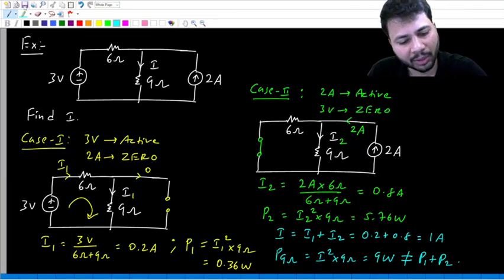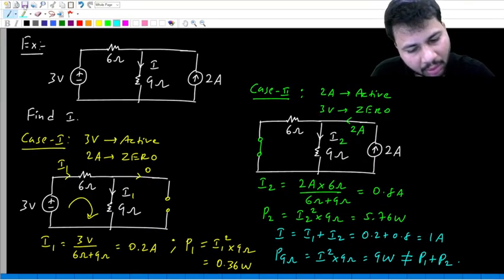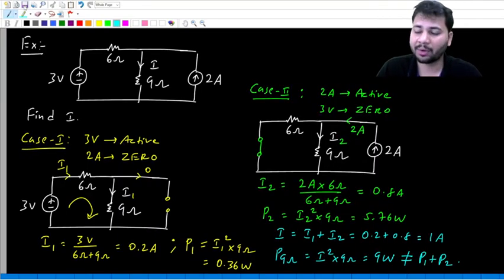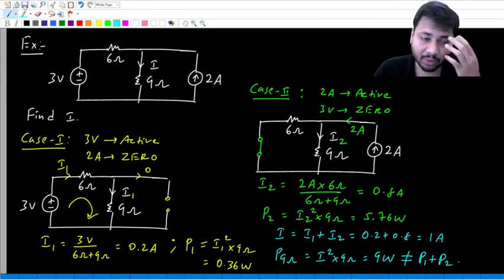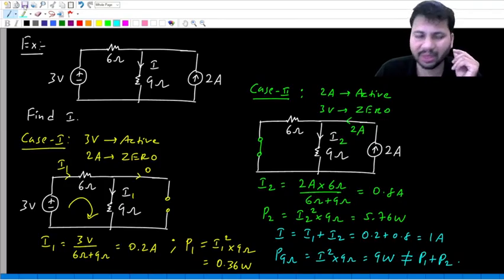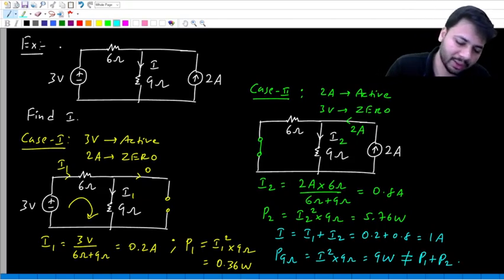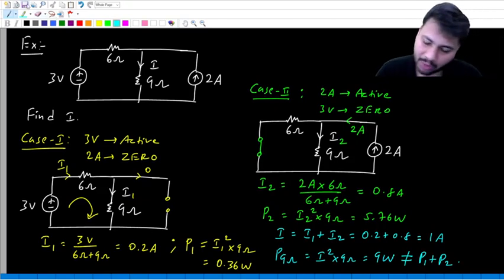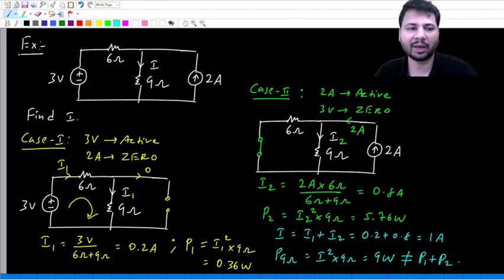Why? Because how does power depend on the current or the voltage? Power is proportional to the square of current. Power is also proportional to the square of voltage. So because of the square dependence of the power on the voltage or on the current, we cannot use superposition directly for power calculations. Okay. So do not use superposition for power calculations directly. Okay.